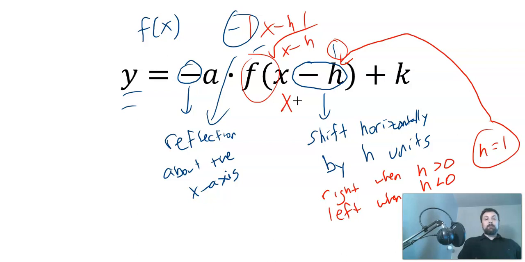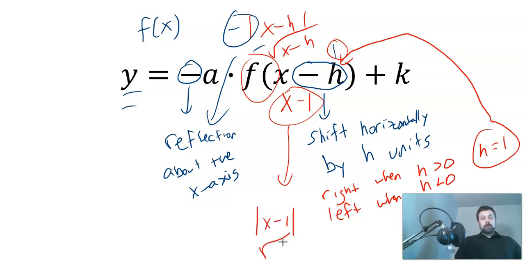That will give me x minus 1 inside the function. And so then I'll get something that looks like this. I'll get absolute value of x minus 1, or square root of x minus 1. And this is the case where h is positive. H is equal to 1 in this case, which means it shifts it to the right.